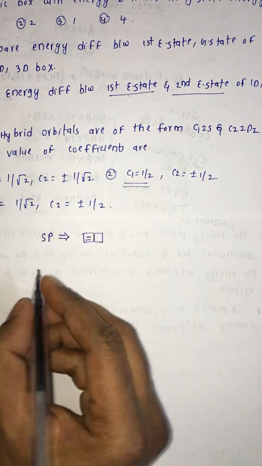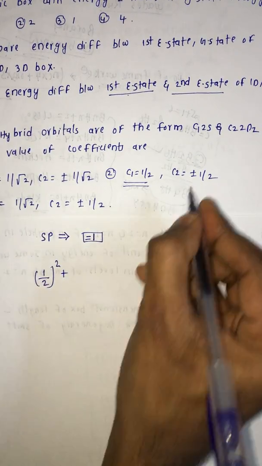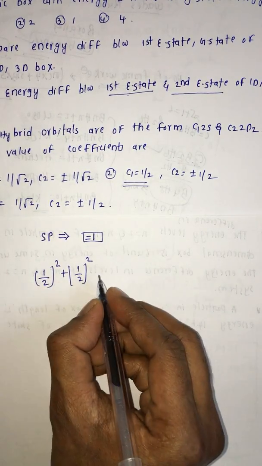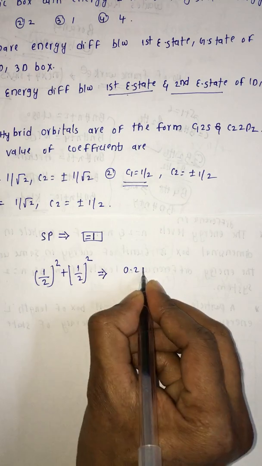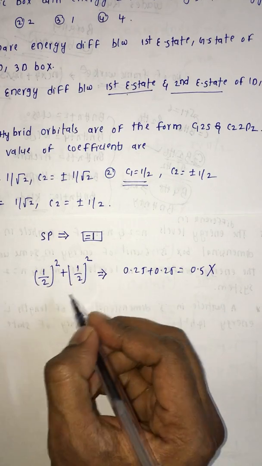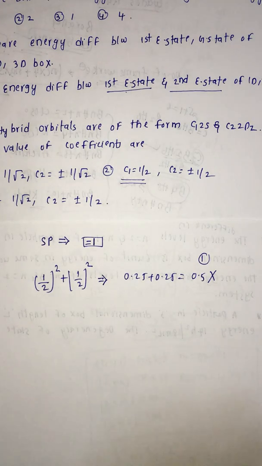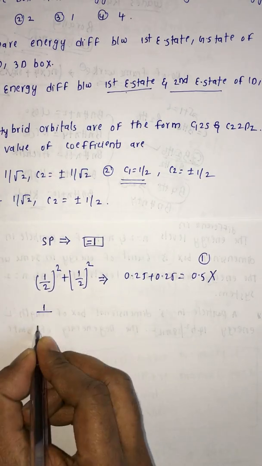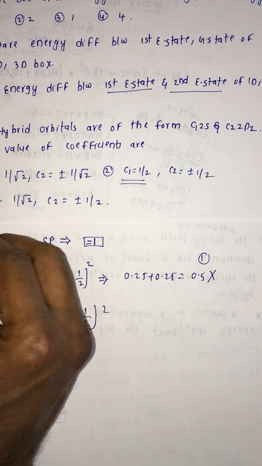So first we will take this one. That means C1 is 1 by 2 squared plus this also 1 by 2 squared. So this comes out to be 0.25 plus 0.25, it comes to 0.5. So this is wrong, because if you're doing squares, that has to be equal to 1, then only the answer is correct. I don't know the reason also, I am just explaining like that, because I am not that good in quantum chemistry. And here, 1 by root 2 squared plus 1 by root 2 squared, for the third option I am doing.